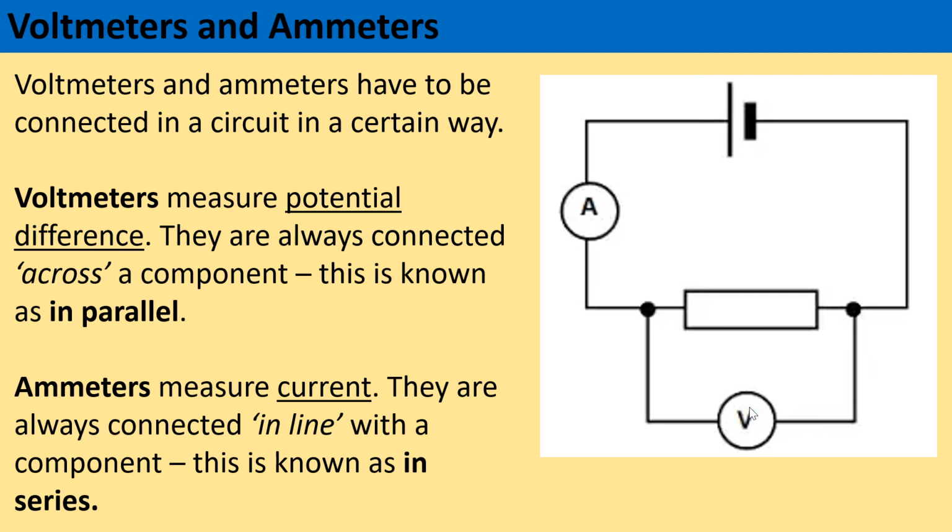Ammeters, which is the circle with the A in it, measure current. And they are always connected in line with the component, what's known as in series. So there's your little ammeter, and you can follow the line. It's in the same line of the circuit as the resistor. It doesn't branch off into two like the voltmeter does. So your voltmeter measures potential difference and is always in parallel. Ammeters measure current, and they are always connected in series.